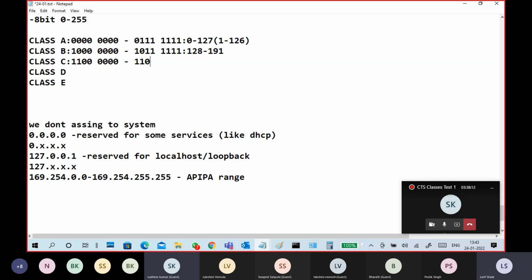This is class C, the third one. The first three bits are constant. The remaining become ones. So 191 leads to 223. This is the value of this one, 223. Next one is 1110. This is the value.